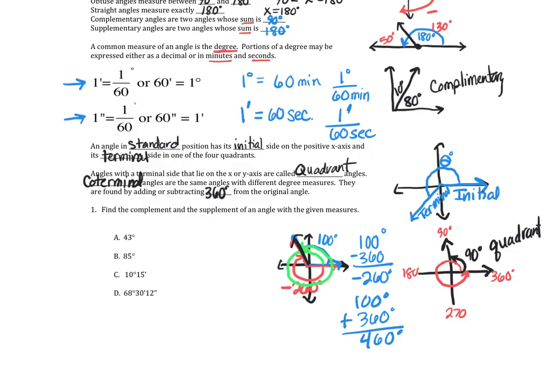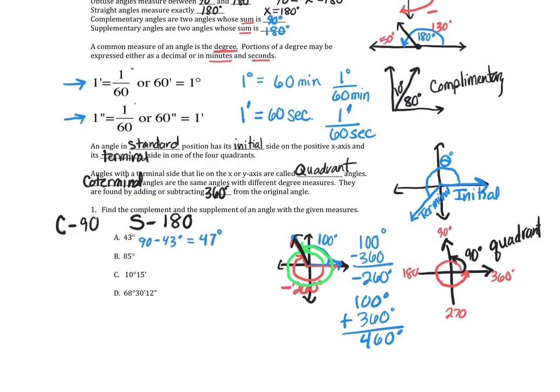All right, looking at this next problem here, it says find the complement and the supplement of an angle with the given measures. So remember, complementary angles add to 90, and supplementary angles add to 180. And so we are going to find the complement and supplement simply by subtracting. So for letter A, if I do 90 minus 43 degrees, then that is equal to 47 degrees, and that is its complement.